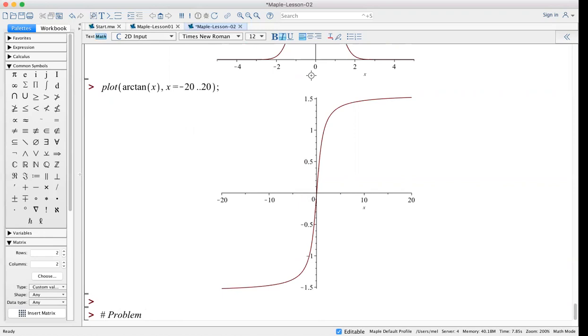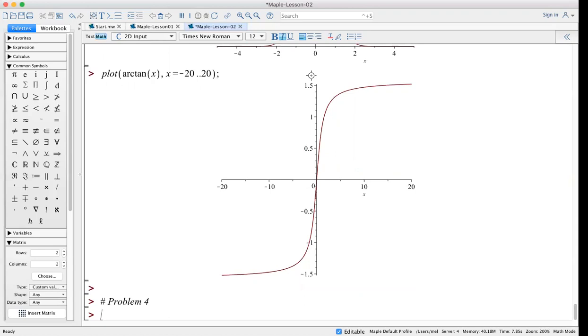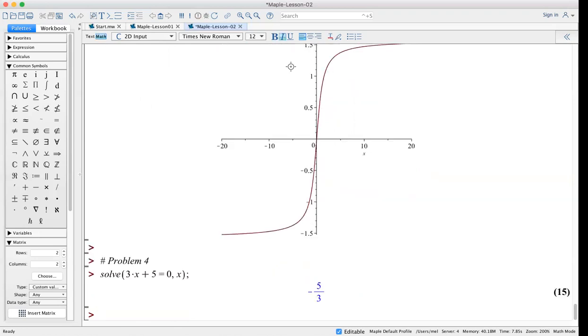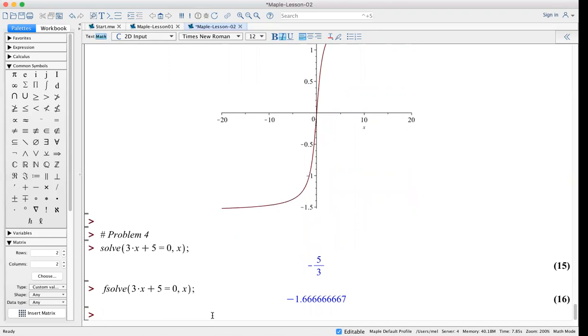Problem 4 is to solve some equations. So if I write solve the equation 3 times x plus 5 equals 0, comma x, solve for x, I get minus 5/3. To get the solution as a decimal, the simplest thing is to use a different command, fsolve. The F stands for find the solution as a decimal, and that's where it is. There's one solution.